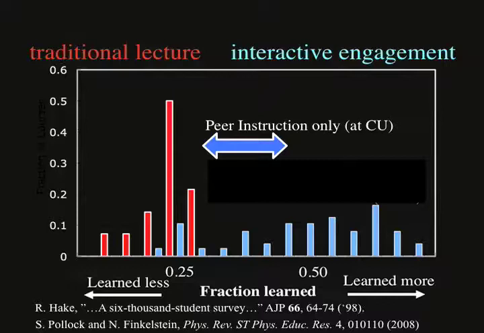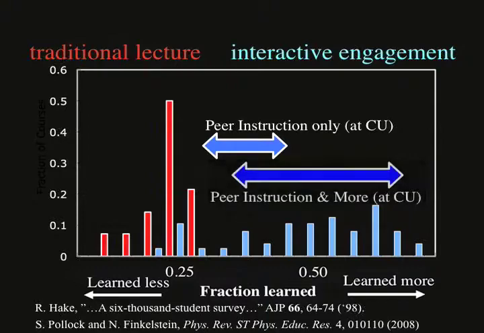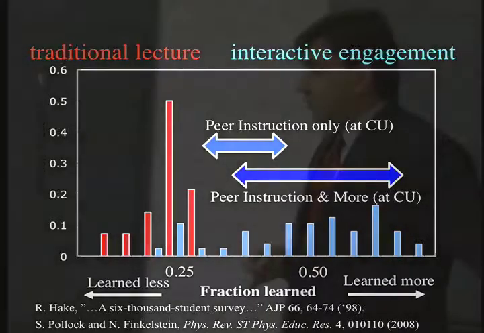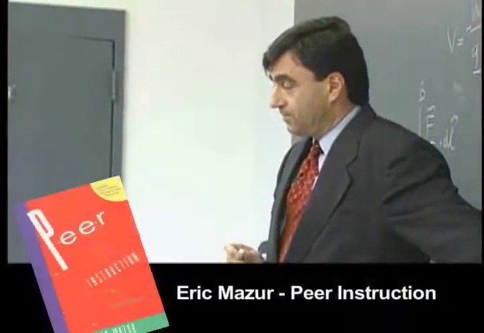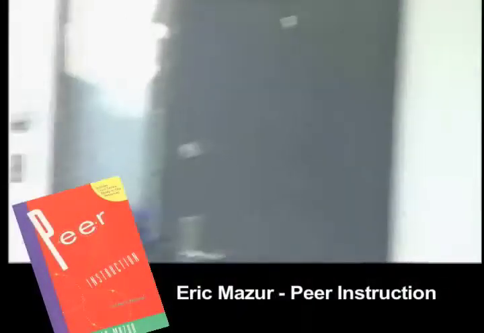When we augment the use of peer instruction with additional interactive engagement techniques, such as the use of small group discussions and recitations and the use of the tutorials curriculum, we see learning gains that range from 35% to 70%.